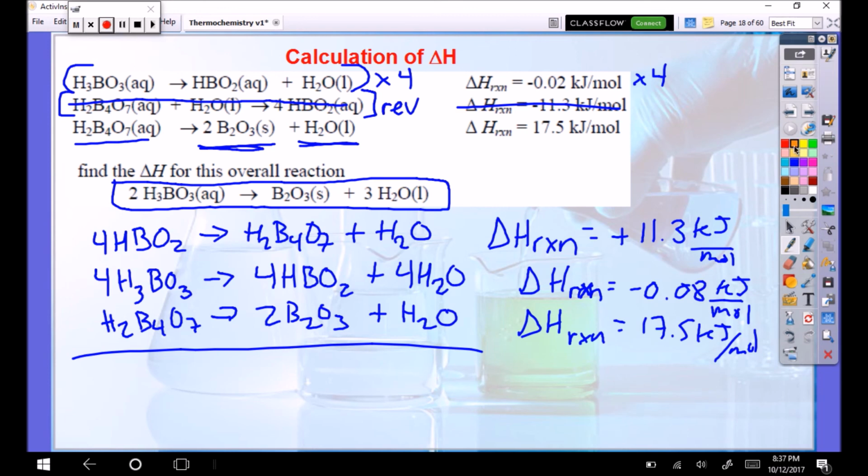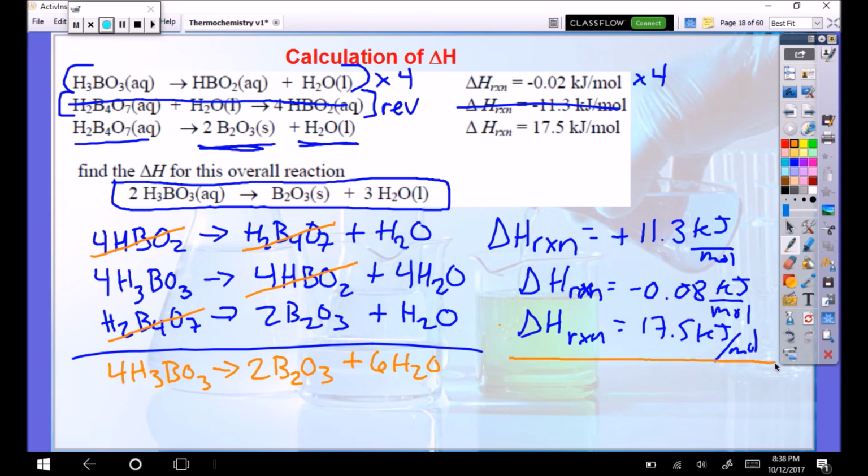And I'm going to use different colors. I see 4 HBO2 on this side and 4 on this side. They're on opposite sides, they will cancel. I see 1 on this side, 1 on this side, they will cancel. And in total, I get 4 H3BO3. I see 2 B2O3s. And I get a total of 6 waters. Oh, well, we're on the right track. We have all the products that we want. The issue is our coefficients are off.